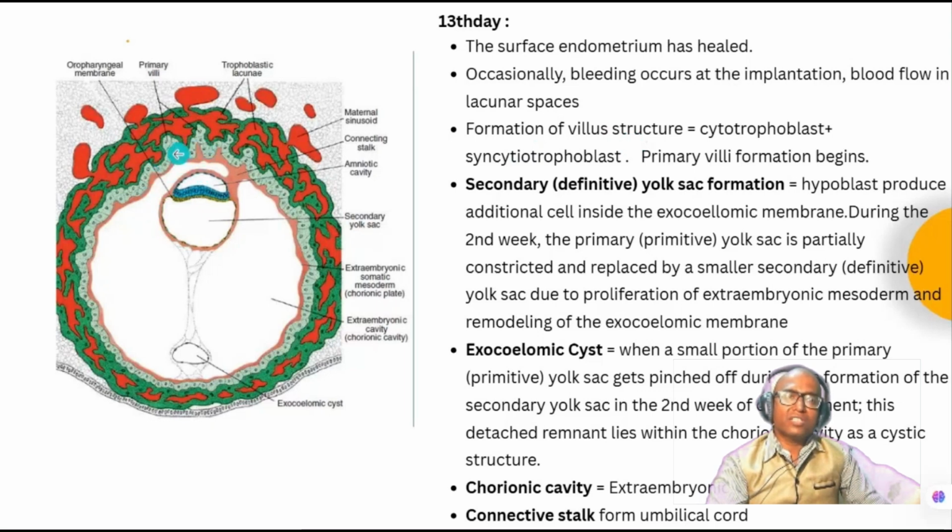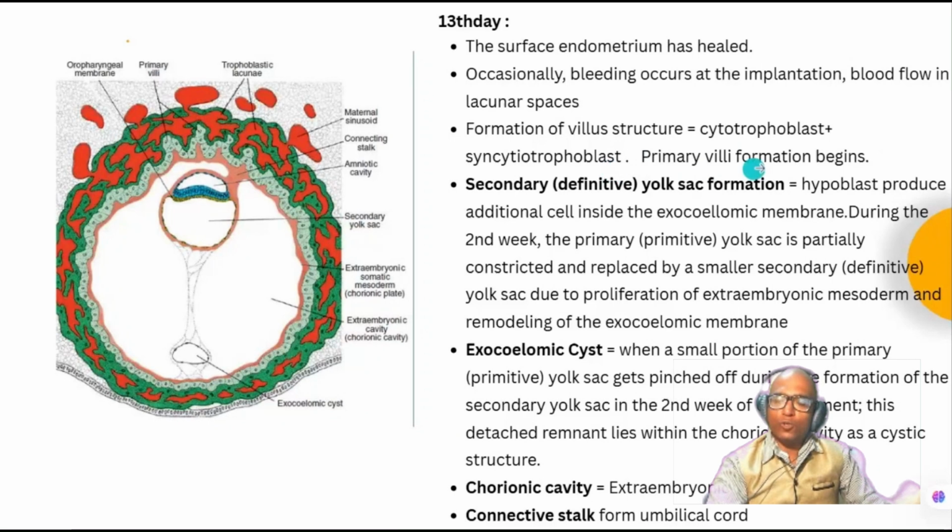So this is the cytotrophoblast and this is the syncytiotrophoblast, and this trophoblast is showing these projections. These are the villi formation. There is a formation of the villus structure by around day 13 or 14. Then it has a cytotrophoblast and the syncytiotrophoblast. The primary villi will begin to form.